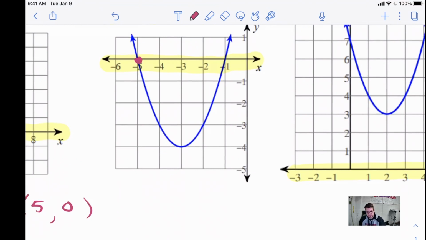Looks like we're crossing twice. So again, grab your parentheses. 0 always goes in the second slot. Looks like the first one is -5. Looks like the second one is -1.